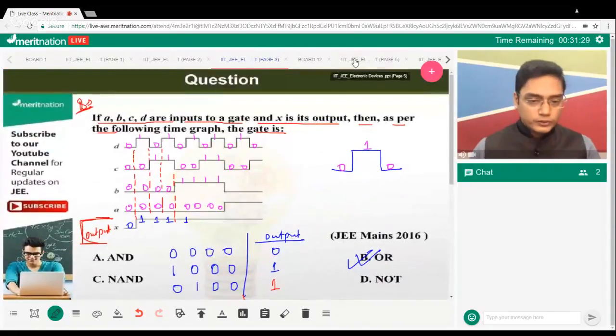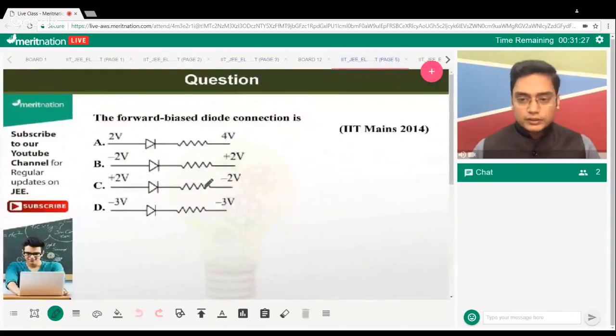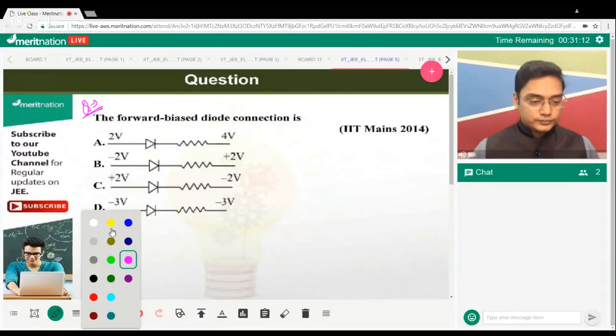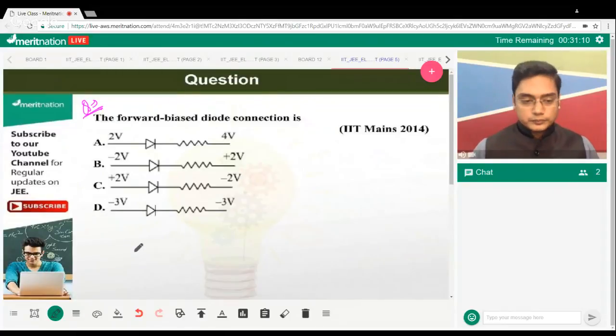I'm moving towards the next question. Okay. Now, quickly respond to this question. Which one is correct for this particular question? The forward biased diode connection is... In which case is the diode forward biased? Now, what about this question, guys? The forward biased diode connection is.